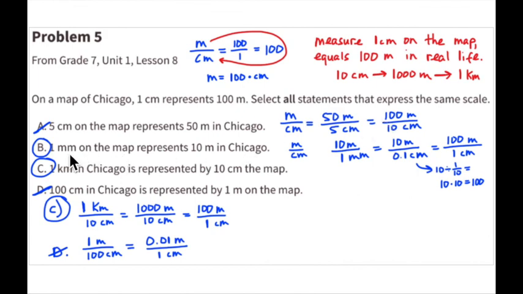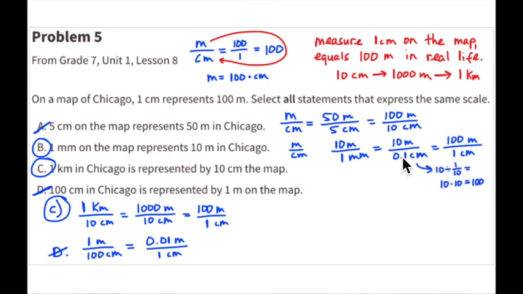B, on the other hand, they say measure 1 millimeter on the map, that's the same as 10 meters. 1 millimeter is the same as 1/10 of a centimeter, so you have to know that. You measure 1 millimeter, that's a small amount, it's 1/10 of a centimeter. Well, how many meters is that if you measure 1 centimeter? It's 10 times as much.